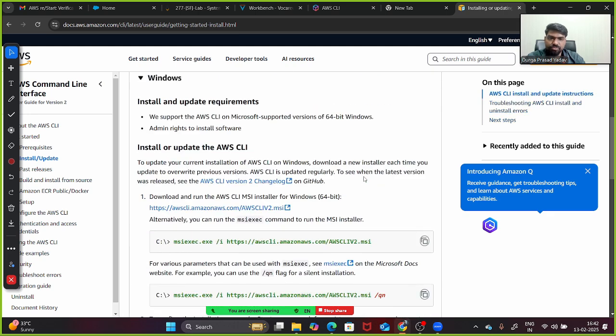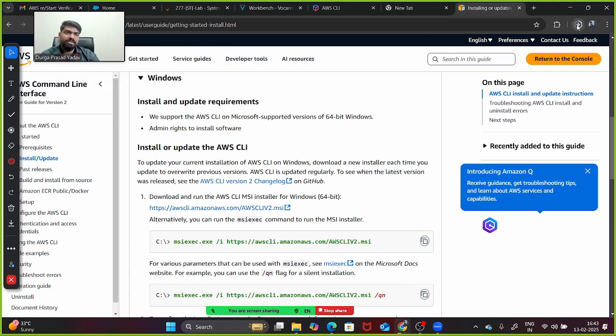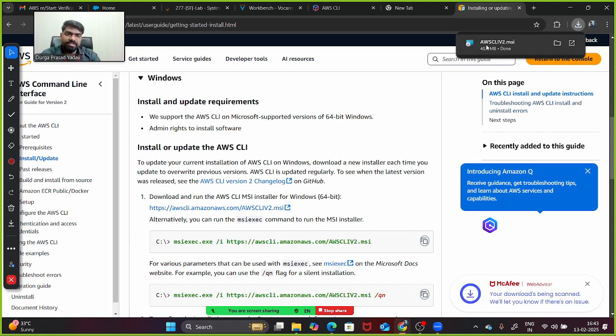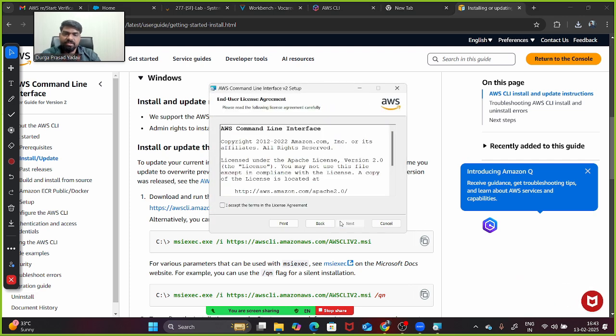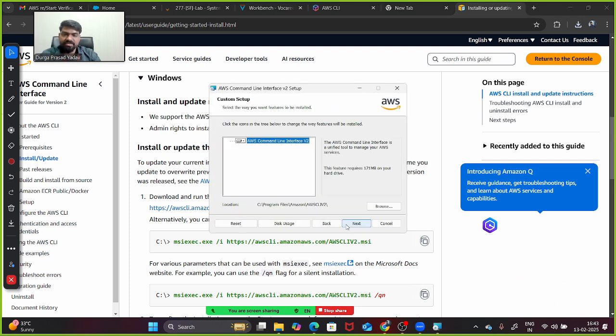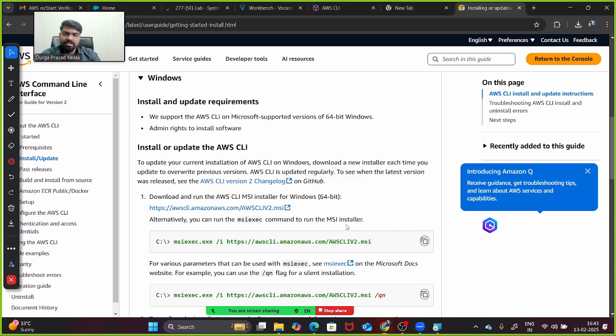What should I do now? Here we click, right? Download and run the AWS CLI MSI installer. I'll just click here. It will get downloaded onto my PC. You can see it is downloading now. Okay. Once it gets downloaded, we'll double click on it and run it. Next, accept, next, install.